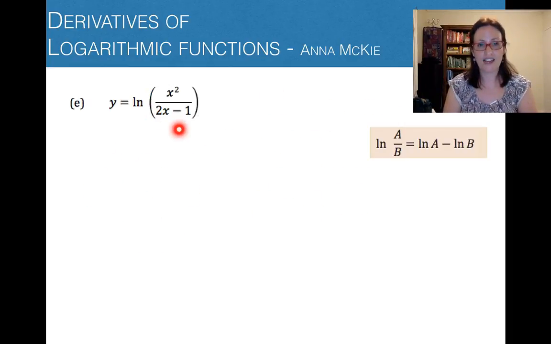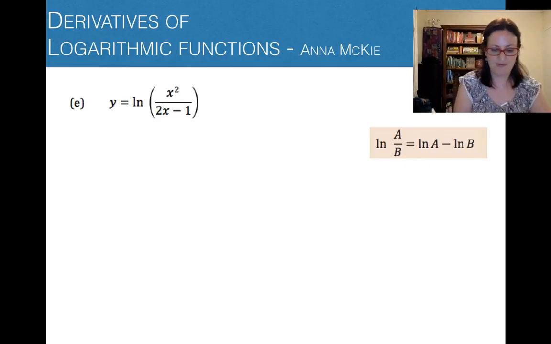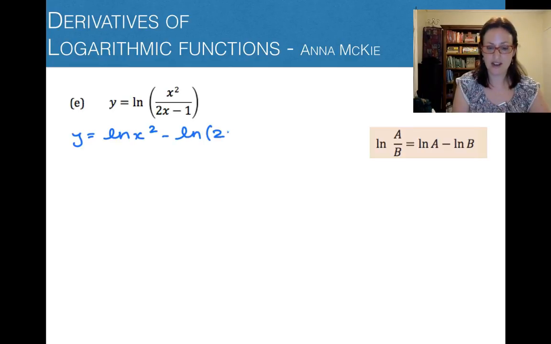Again, a more complicated ln function here. We're going to have to use log laws first, so always be on the lookout for that. Using this one here, feel free to pause this video and try it yourself. I'll assume you've done that. So splitting the log here, ln x squared, take away ln, please use brackets, 2x take 1. Simplifying a little bit further here, 2 ln x, and then ln 2x take 1.